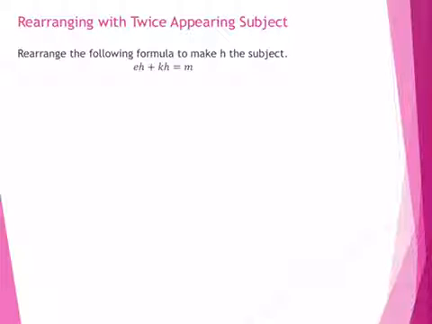The problem we might see though is that we haven't just got one h, we've actually got two. And we know that when we rearrange the formula, the subject can only appear once, by itself, otherwise we haven't actually fully rearranged it. The best way to get it to only appear once is to notice that as h appears in both of those terms, we can bring it out as a common factor. So h brackets e plus k, and that equals m.